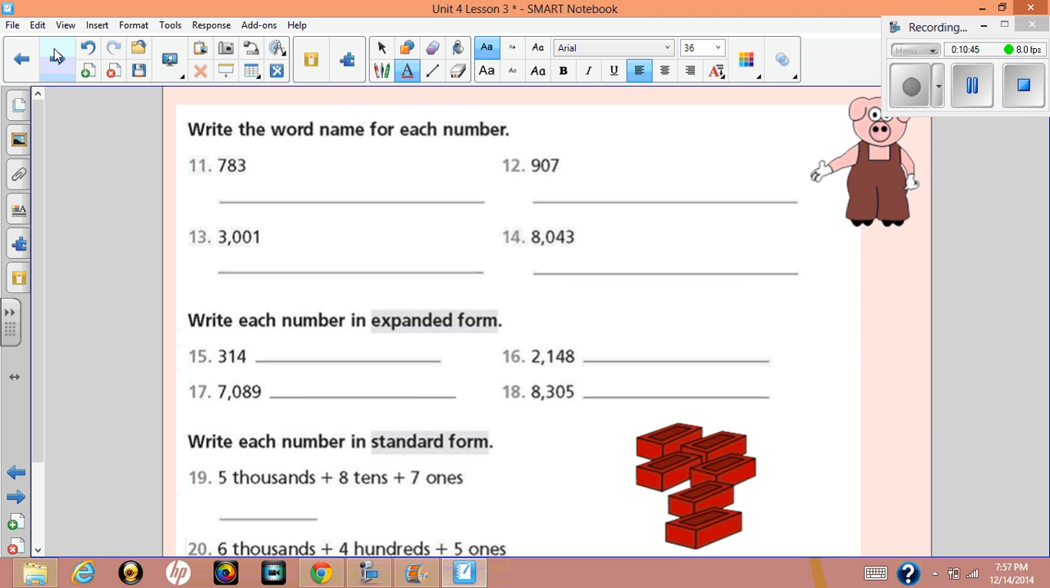The next assignment will be to take these numbers that are written in standard form and write them in word form. You have some that you will be writing expanded form in. For example, 314 would be 300 plus 10 plus 4.